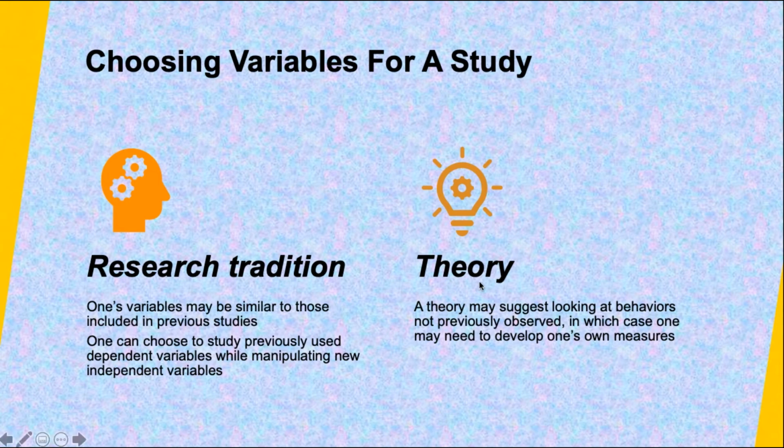The second one is theory. Your decision about what to observe also may depend on a particular theoretical point of view. For example, you may choose to observe behaviors that are seen as important from a certain theoretical perspective. If these variables or other variables have been used in previous research, you probably should use the measures already developed for them. However, the theory may suggest looking at behavior not previously observed, in which case you may need to develop your own measures.